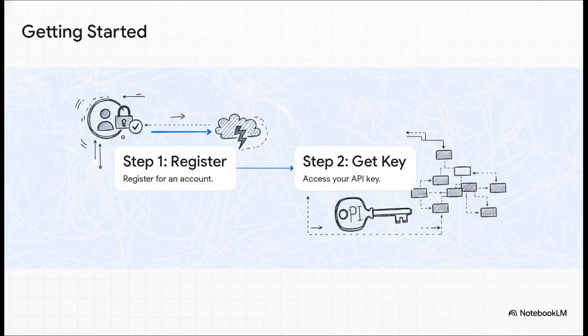Seriously, it's that easy. Step 1, register for an account. Step 2, get your API key. And what's an API key? Well, just think of it as your own personal key to the kingdom. It lets you access Shodan's data in a more automated way and unlock some of the really powerful advanced features.